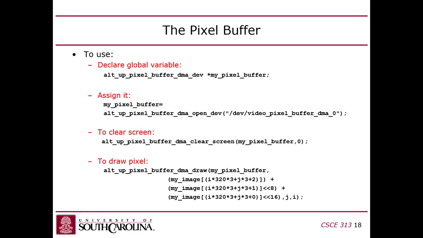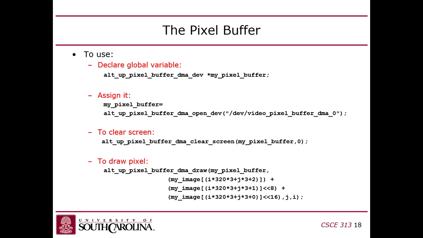So you declare the pointer, and then you open the device for the pixel buffer, and you assign the return value to the handle. So the pointer essentially points to an address in memory. What will happen is alt_up_pixel_buffer_dma_open_device will allocate the memory to hold all the information about the pixel buffer, and then it will return a pointer to that, and you get it in this pixel buffer handle, right?